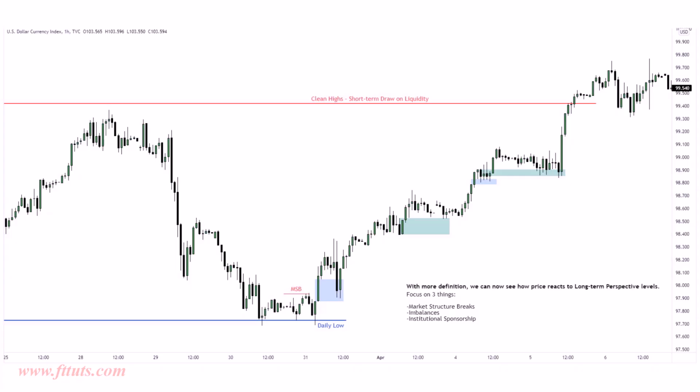With more definition, we can now see how price reacts to the long-term perspective levels. Focus on 3 things: market structure breaks, imbalances, and institutional sponsorship. So you can see over here, this is where the parent order flow was activated, because it's a long-term perspective level, right, from the daily chart. We can see how it reacts with a market structure break. That confirms that the parent order flow is now active. What else confirms that the parent order flow is now active? Well, we see displacement in the form of an imbalance.